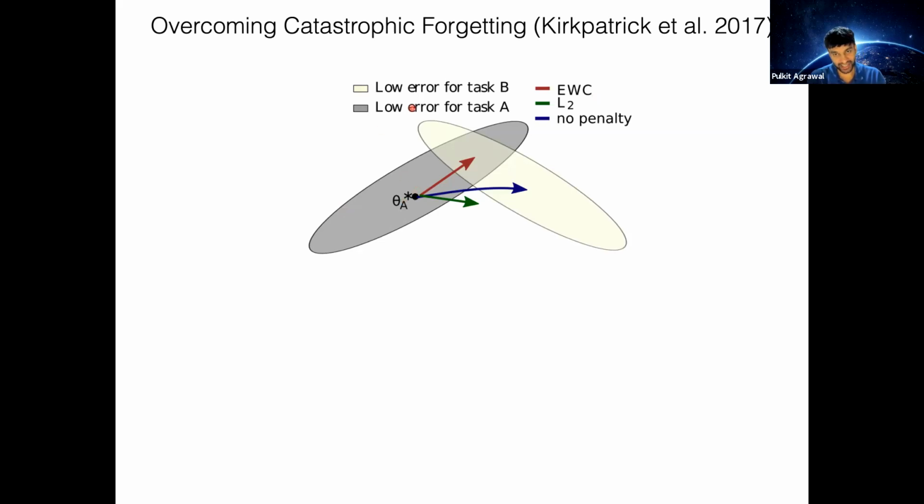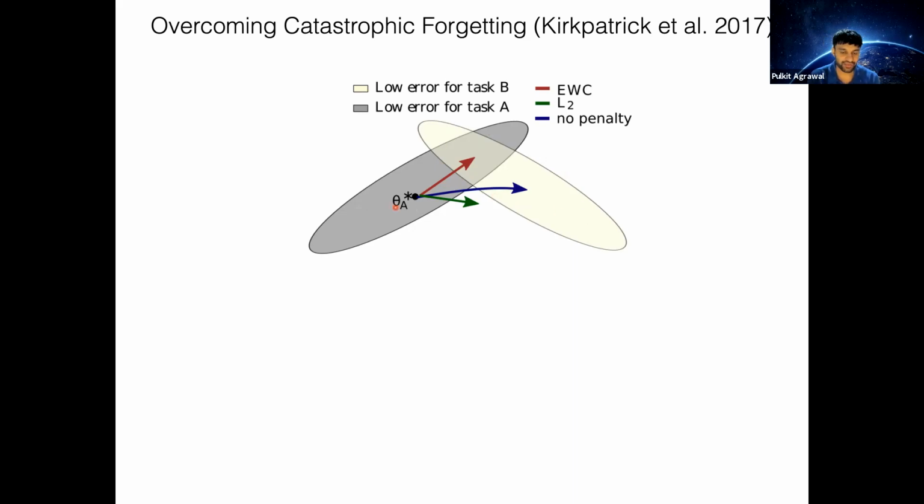Suppose there are two tasks, A and B, and for task A, suppose there are choices of parameters theta A. If they lie in this gray oval, then the error for task A is low. So suppose I learned some parameters theta A star for task A. Now suppose the range of parameters for which the error is low for task B is given by light yellow.